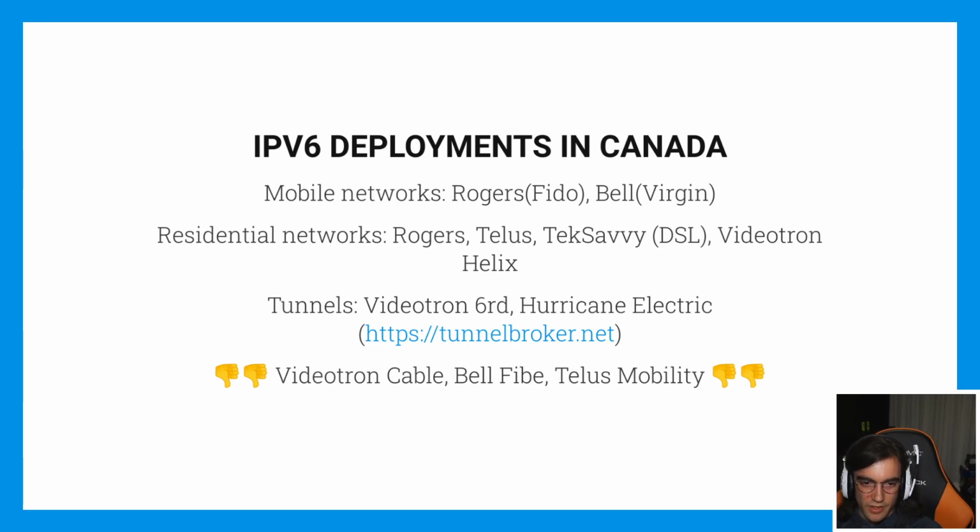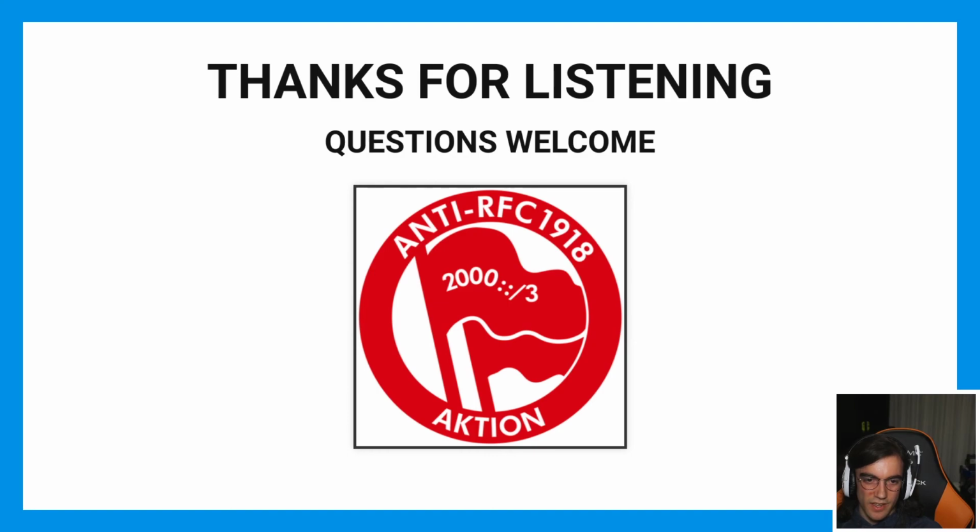So anyway, that's it for my presentation today. I found this funny artwork here where they're going anti-RFC 1918, which is the private address space in IPv4. It's saying that you should be using 2000::/3 instead, which is the global IPv6 range right now. So anyway, thanks for watching, and if you have any questions, I'm happy to answer.